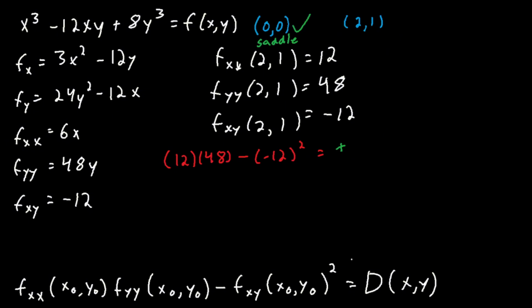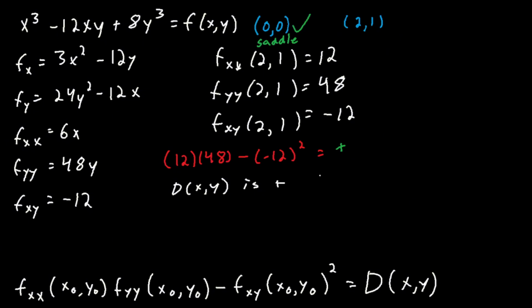So if D is positive, remember the conditions. If D is positive, then it's either a local max or min at (2, 1). Well, let's go look at the double x partial next. Remember, in the conditions, if the double x partial is negative, we have a local max. But if the double x partial is positive, then we have a local min. So what is our double x partial here? It's positive.